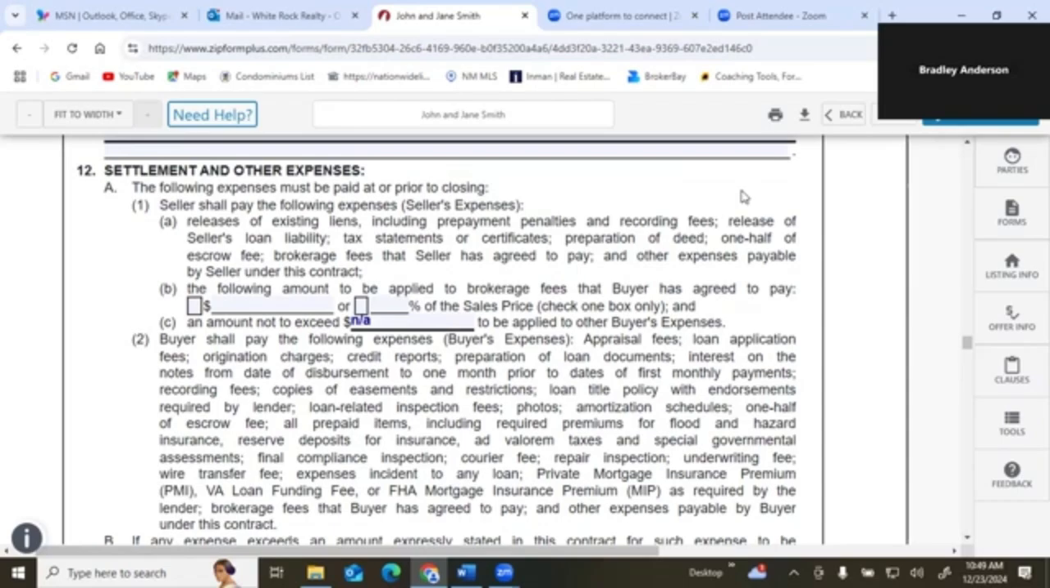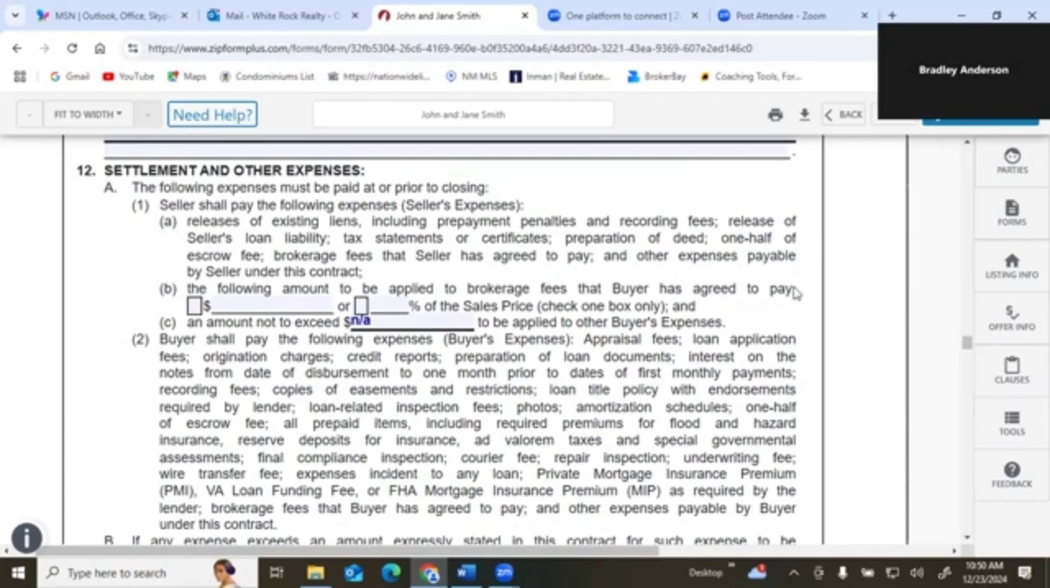And in one example, let's just say he says, well, you know what, I'll agree to pay you this to list my home, but I'm going to wait until the offer comes in and then I'll decide what to pay the other agent, and I'll handle that myself. Well, if that's the case, then you employ option B, okay? Because it says the seller shall pay the following expenses and the following amount to be applied to brokerage fees that the buyer has agreed to pay, and I wish they had put in here, to their agent.